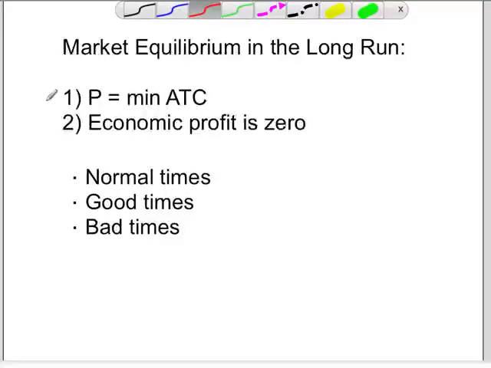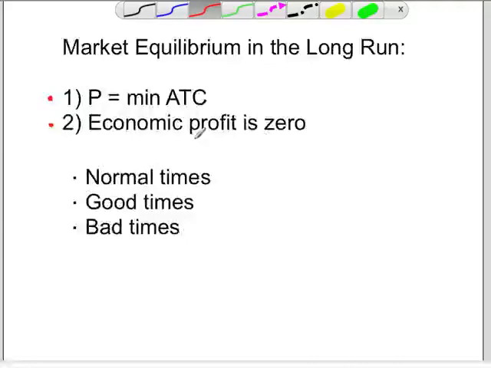Okay. So, next question, how are things going to work in the long run? And, well, there are two major things that we're going to figure out. First, we're going to see that the price in the long run, the market price, is going to converge to minimum average total cost. It's always going to be approaching minimum average total cost and to actually stay there unless something happens that pushes price away from this level.